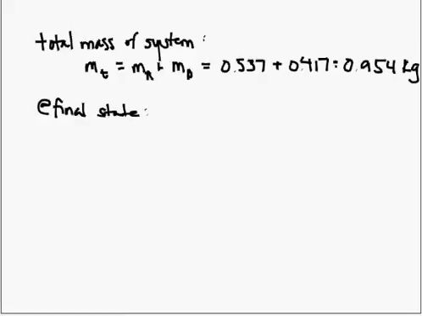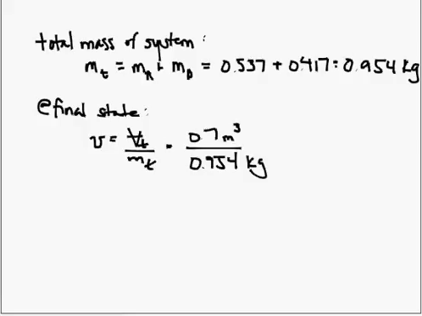Okay, so now we can say at the final state, we can find our specific volume. And we can do that because we know that the total volume does not change. It's the volume of tank A plus the volume of tank B. And we know that the mass doesn't change. So we're going to say this is total volume over total mass. So that's going to be 0.7 meters cubed over 0.954 kilograms. And that value is 0.733 cubic meters per kilogram.